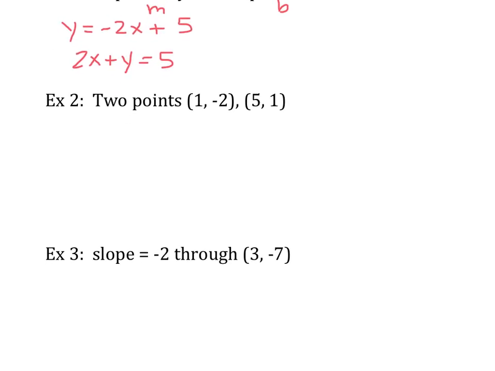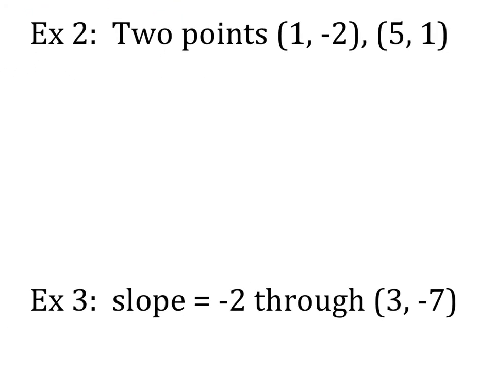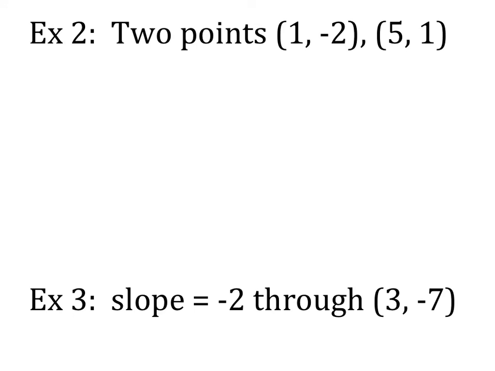Now the next one, I've got 2 points, and I'm going to zoom out just a little bit on this because I'm going to take up a little bit of extra space as we solve this problem. First thing we need to do is find slope. So I'm going to subtract the y's. Since I started with a negative 2 on top, that means I need to start with a 1 on bottom. And this gives me negative 3 over negative 4, which is a positive 3/4 slope.